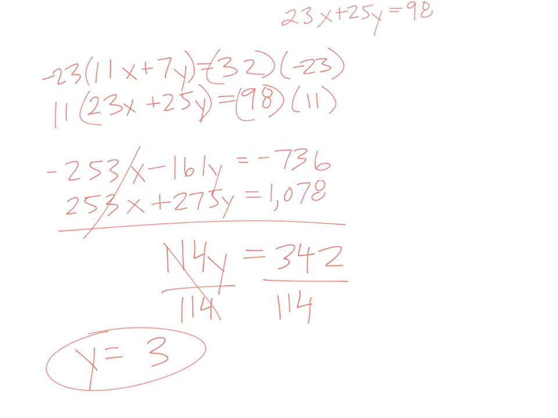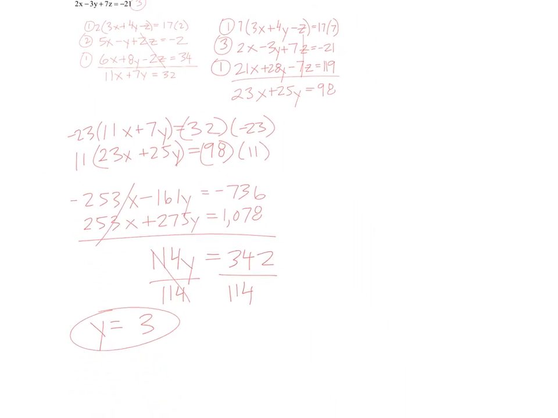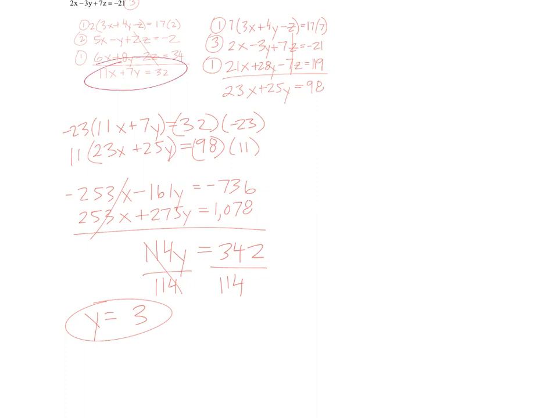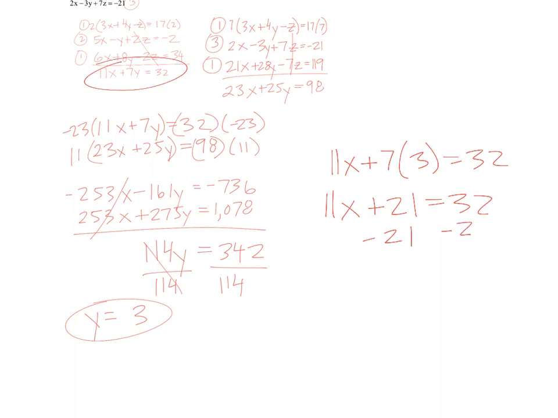Now I'm going to plug this into this equation here. So I get 11x plus 7 times 3 equals 32. Okay, just take your time doing the math. It'd be a shame to do all this work and then goof just because you made a minor calculation error. x equals 1. Alright.